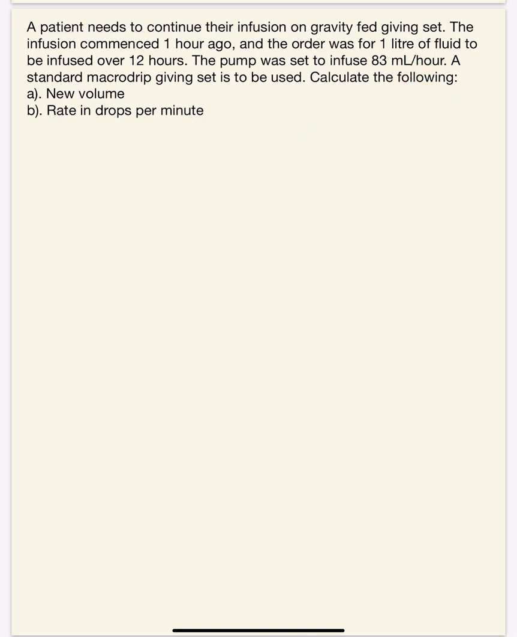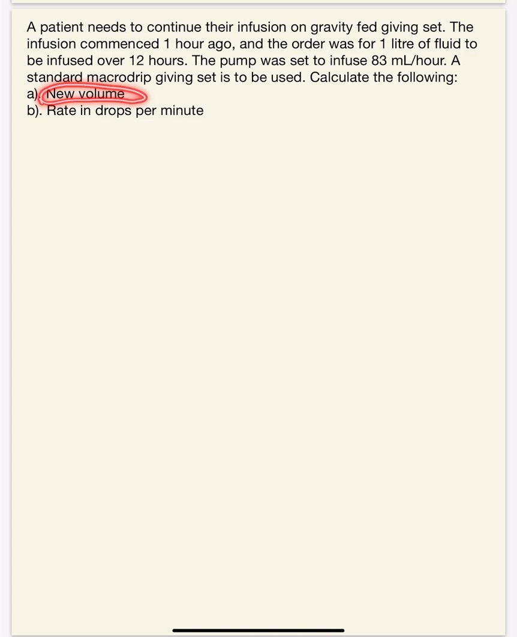So this means that for every 1 hour, the patient will receive 83 milliliters. If you keep on giving 83 mils every hour for 12 hours, you should be able to give the 1 liter. So the question is asking us to calculate the new volume. That's what the question wants.